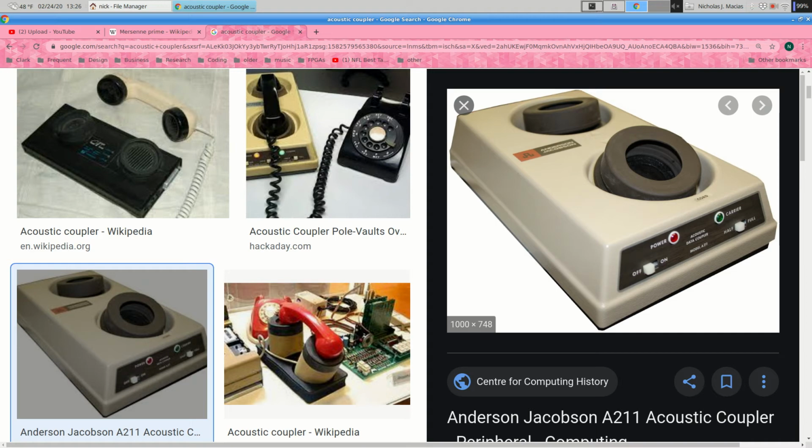And it worked well, right? They were relatively fast. You could do 30 characters a second, sometimes 120 characters a second if you had a fancy one. So this was slow, but for the time, it was pretty good. But it's acoustic, right? There was no electrical connection between your phone and the thing that was sending this information.